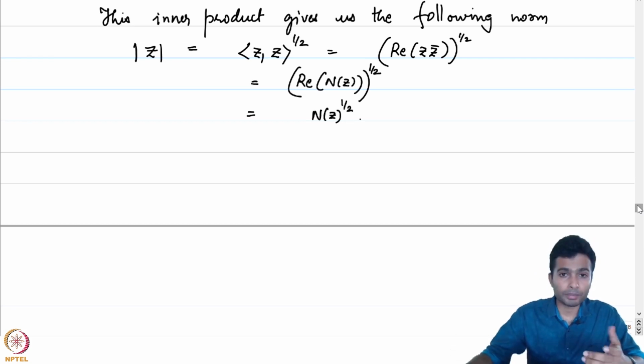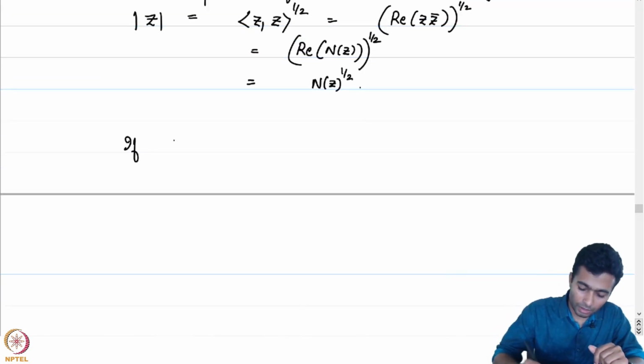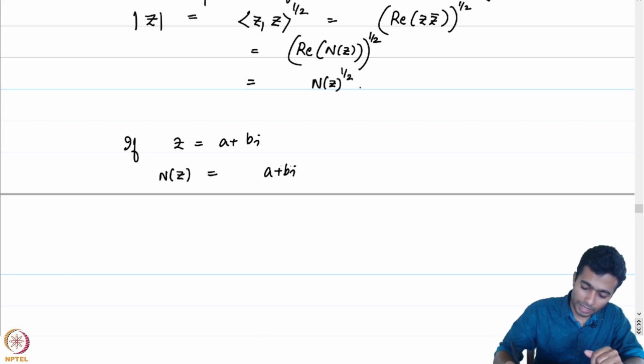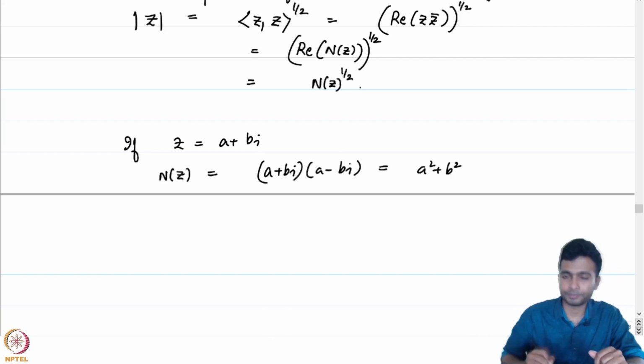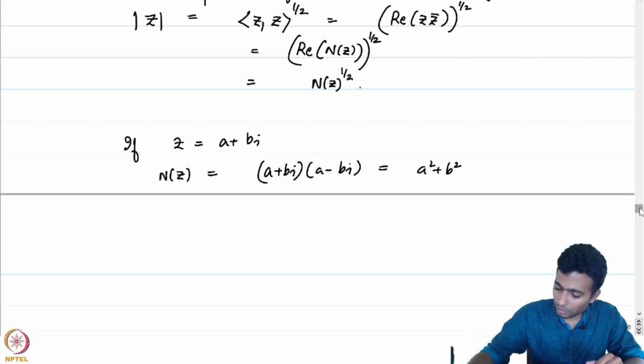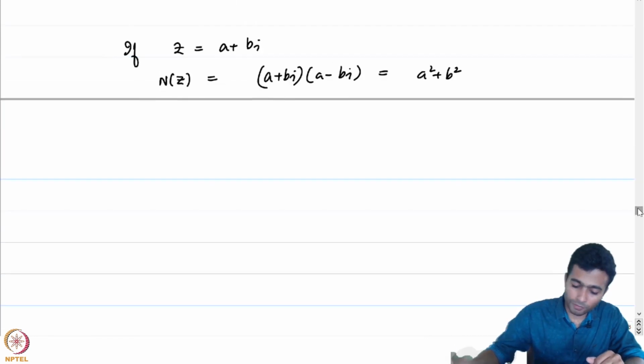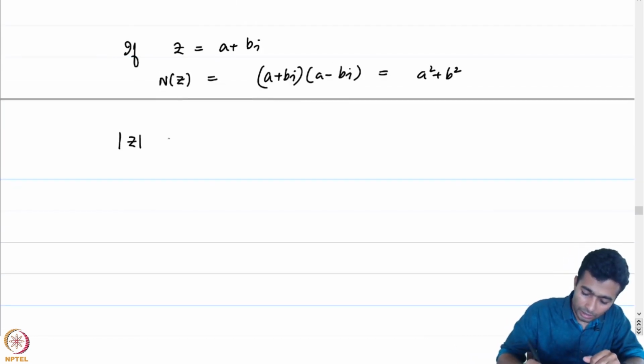Okay, so let's see what happens in coordinates. If z is equal to, say, a plus bi, let's see what N of z is first. N of z is basically (a plus bi) times (a minus bi), which you should check is just a squared plus b squared. And therefore, the norm of z will be (a squared plus b squared) to the power 1 by 2.